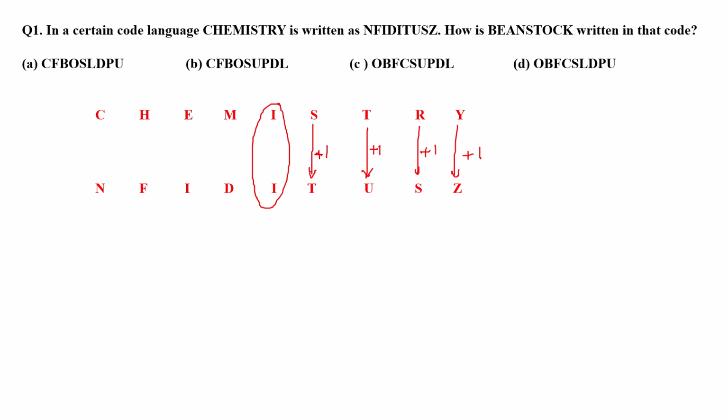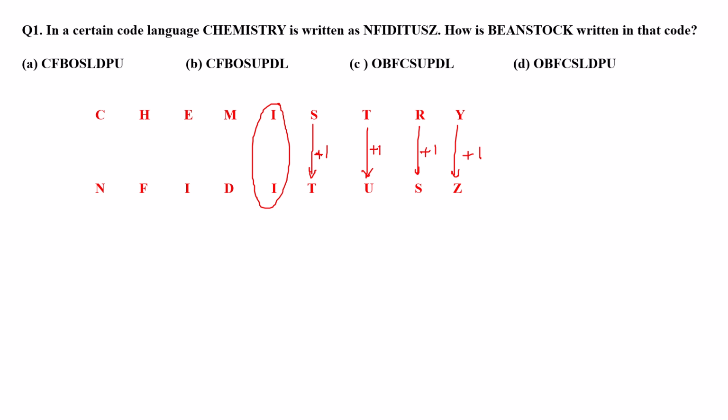Now let's see the relation over here. If you see, C is written here. After C it comes D, which is given here. After H, I, which is here. After E, F, which is here. And after M, N, which is here. So the relation is like that.